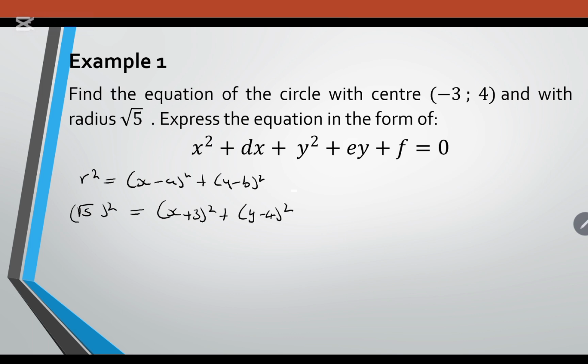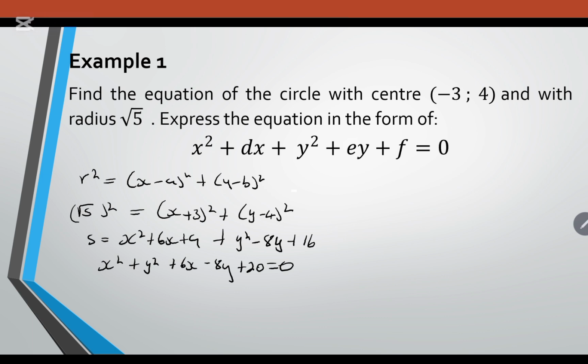Now the square root of 5 squared is 5, and the expansion of x plus 3 squared is x squared plus 6x plus 9, and y minus 4 squared is y squared minus 8y plus 16. So this is x squared plus y squared plus 6x minus 8y. 9 plus 16 is 25. Minus 5 is 20. So this is plus 20 is equal to 0. So this is the equation of this circle when it is simplified.